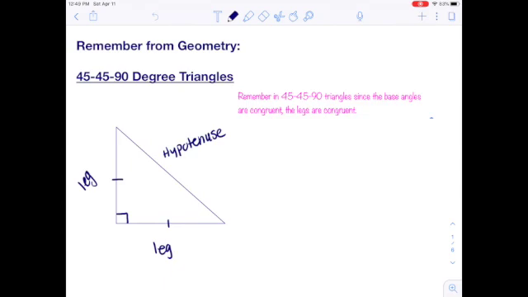Taking a look to begin with the 45, 45, 90 degree triangle, you have a right triangle, that's your 90 degrees, and then each of the two acute angles would be 45 and 45 degrees. We call the sides opposite the 45 degree angles the legs of your right triangle. Those legs have to be congruent because they're opposite the same measure angle, 45 degrees. And your hypotenuse is, of course, your longest side, opposite the 90 degrees.